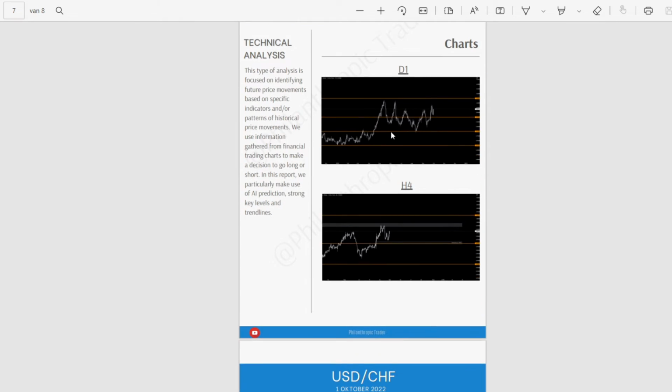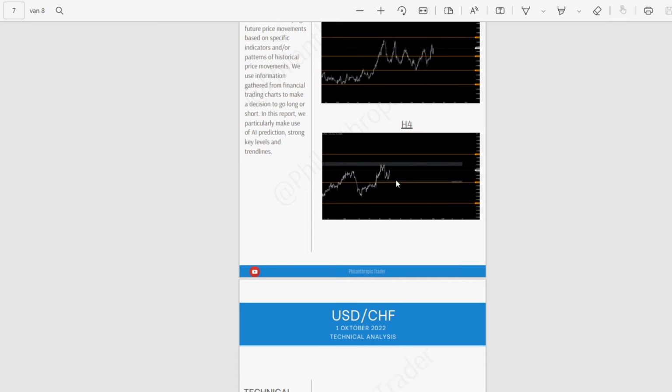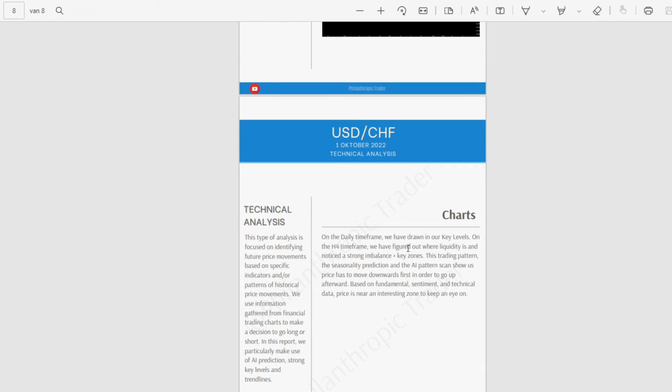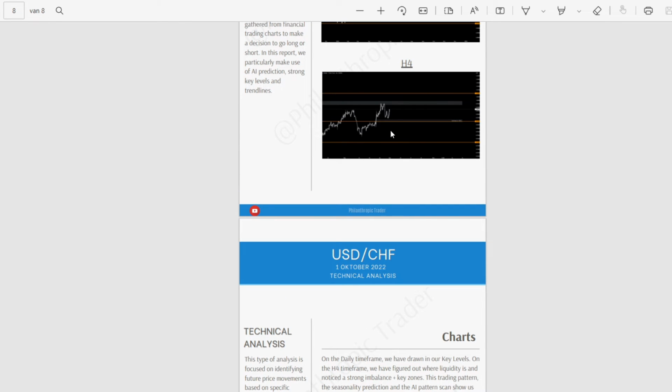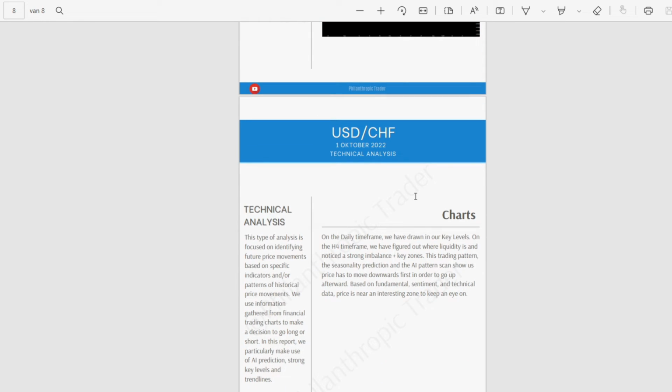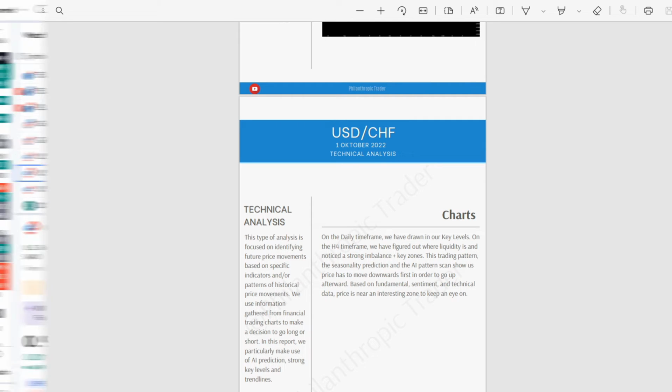And over here we see the chart. This is the daily, this is the 4 hour. We see that it already went to the upside, but of course we think that it should go down more and then maybe consolidate and then go to the upside again. And this is my conclusion, that based on the seasonality, the fundamental, the sentiment and the technical data, price needs to first go to the downside and then later on goes to the upside. So let me show you basically last week what happened.